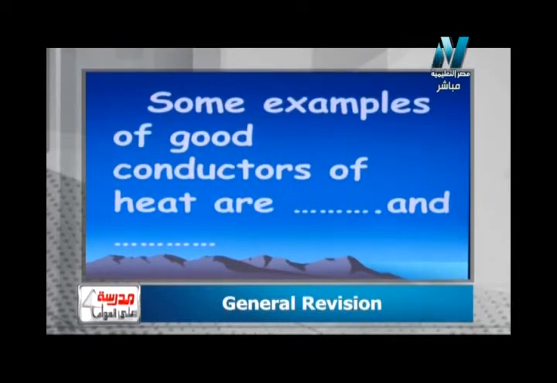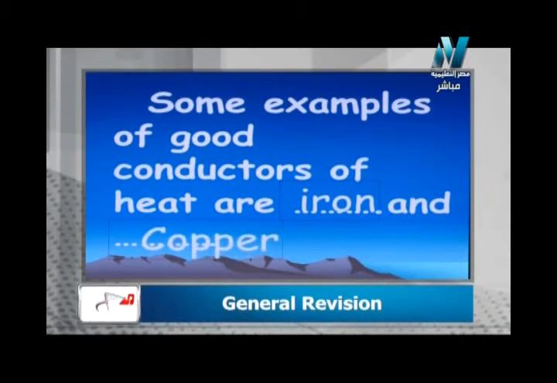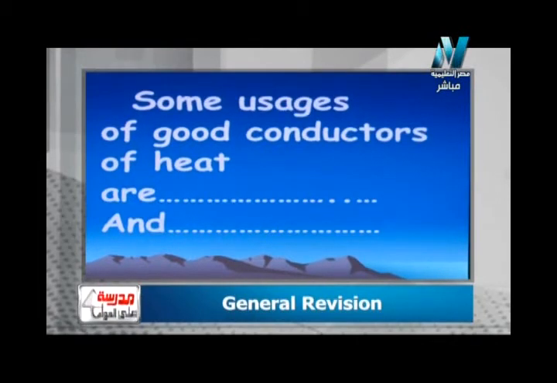Another example. Some examples of good conductors of heat are point and point. Surely we can write aluminium, iron, copper, gold, nickel, any metal you can write in this question. So again, some examples of good conductors of heat are iron and copper.